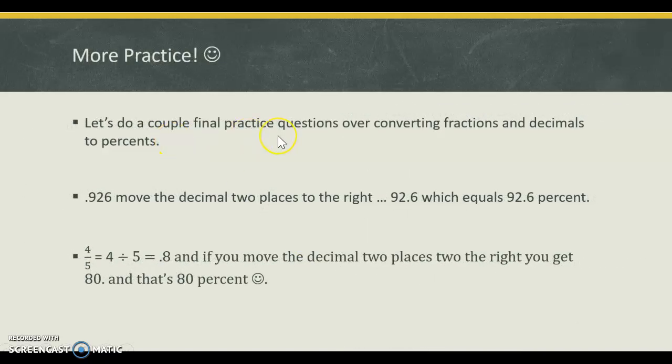Let's just do a couple more practice questions to finish up here. So let's say we have 0.926. So it is a decimal, and I need to make it a percent. The way you're going to do that is you're going to move it 2 places to the right. So you're going to take that decimal and go 1, 2. That's 92.6, which is 92.6%. Just whatever you see after you move it 2 to the right is your percentage. So I see this after I move it, so that's my percentage.